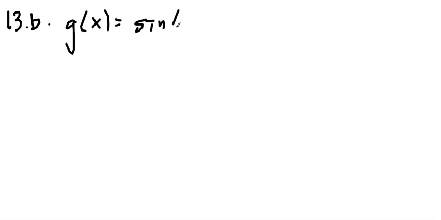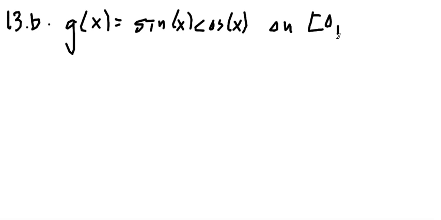So now let's do the second part of 13. This is g of x equals sine of x times cosine of x on the interval from 0 to 2 pi. I'm only giving you from 0 to 2 pi because otherwise there would be infinitely many critical numbers, because this is a periodic function with period 2 pi.